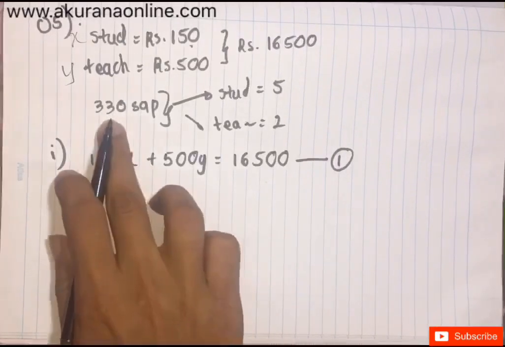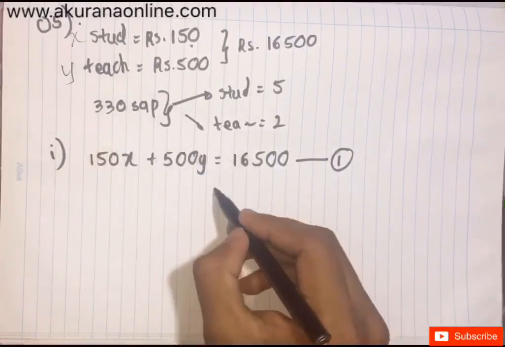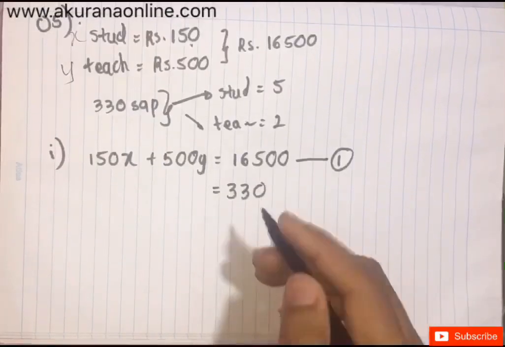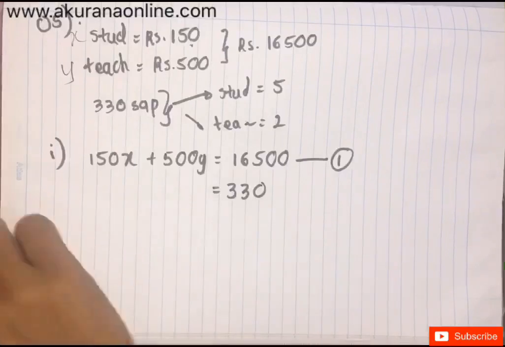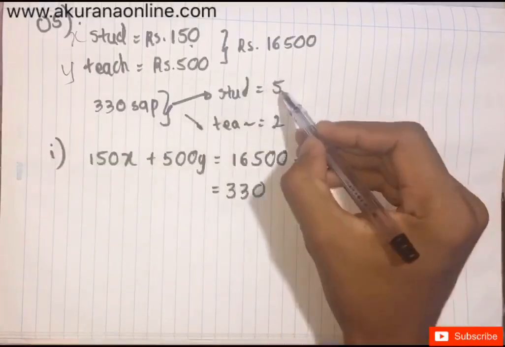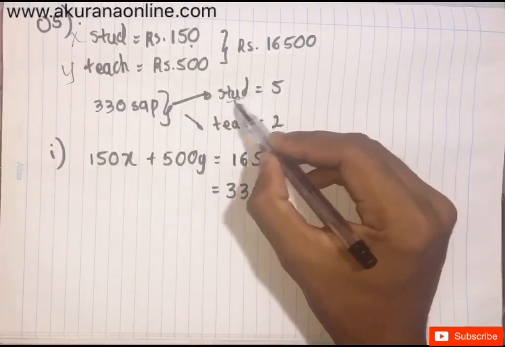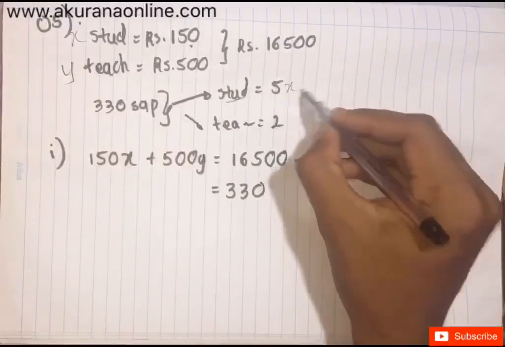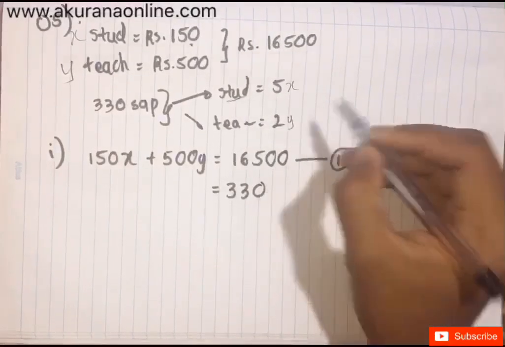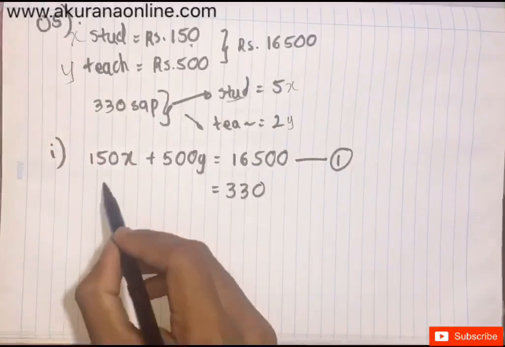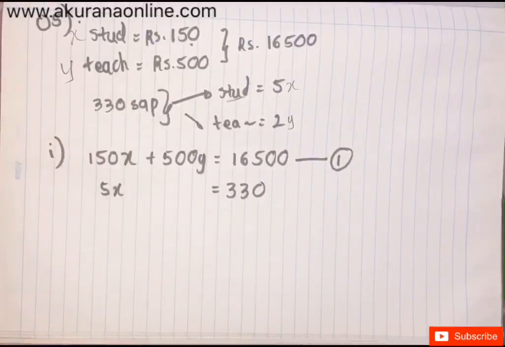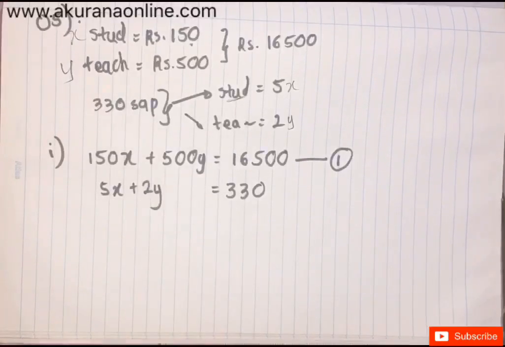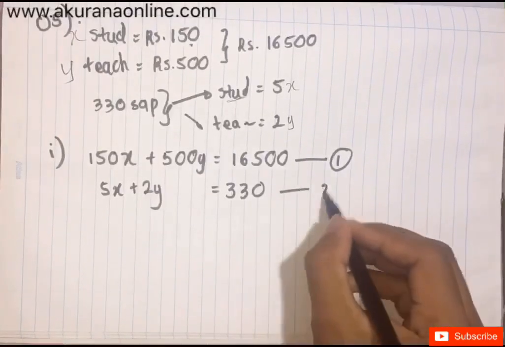Also 330 saplings, that means the total of saplings is equal to 330. How do you get this 330? Students are given 5 saplings. How many students? You don't know. That we used as X, the unknown term. Teachers, you used as Y. Therefore 5x plus 2y will give you 330. This is the second equation.